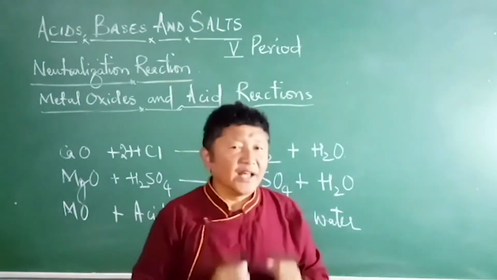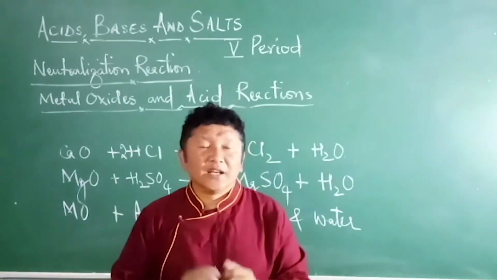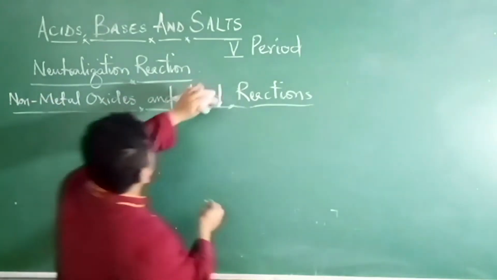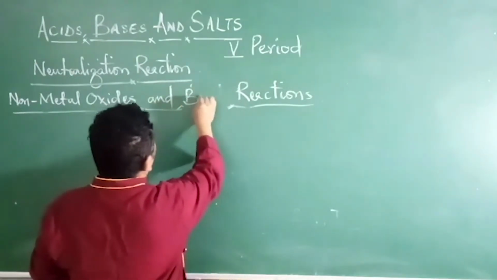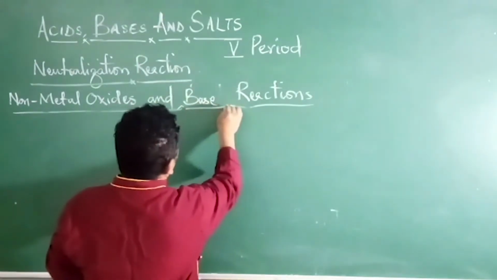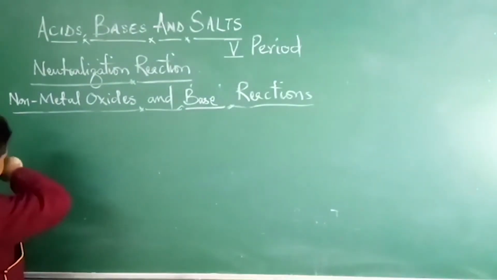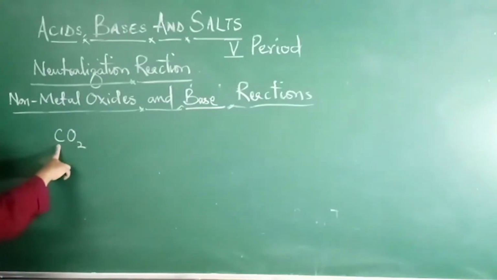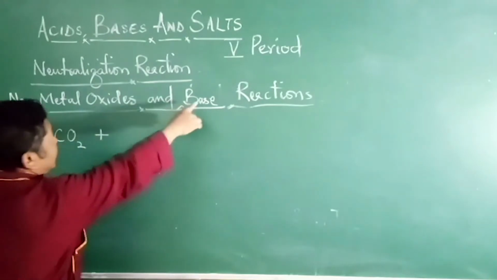Now the non-metal oxide reaction with base. Non-metal oxide reacts with base. Non-metal oxides are acidic. Carbon dioxide, carbon is a non-metal oxide. Carbon dioxide reacts with base.